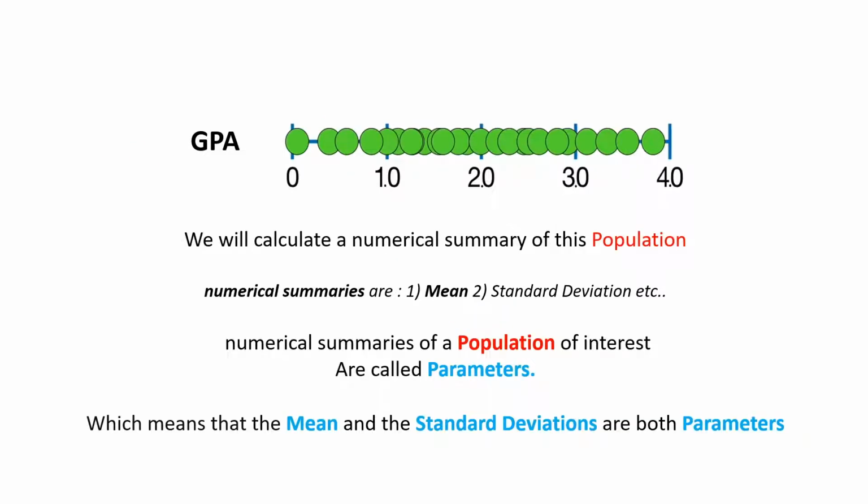And now we'll calculate numerical summaries of this population. Actually, just a numerical summary, the mean. So numerical summaries are mean, standard deviation, and more, and we'll see more in the next lectures. Numerical summaries of a population of interest are called parameters. This is a crucial definition, which means that the mean and the standard deviation are both parameters.